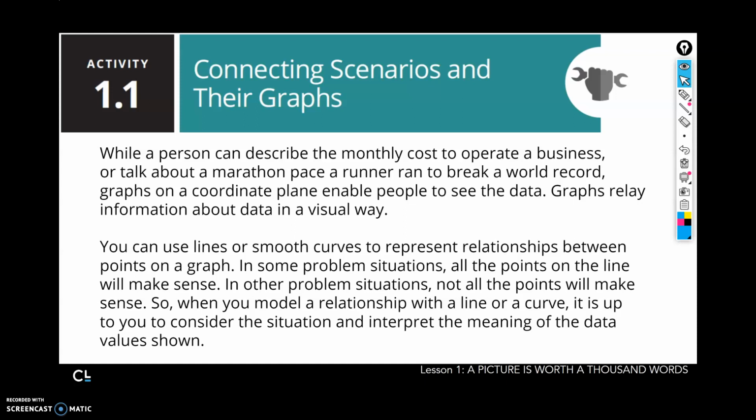While a person can describe the monthly cost to operate a business or talk about a marathon pace a runner ran to break a world record, graphs on a coordinate plane enable people to see the data. Graphs relay information about data in a visual way. You can use lines or smooth curves to represent relationships between points on a graph. In some problem situations, all the points on the line will make sense. In other problem situations, not all the points will make sense. So you will model a relationship with a line or a curve. It is up to you to consider the situation and interpret the meaning of the data and the values shown.